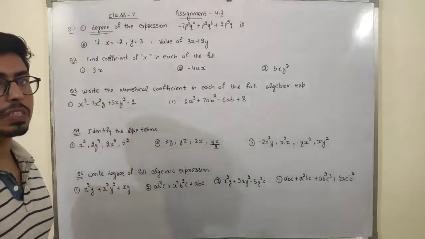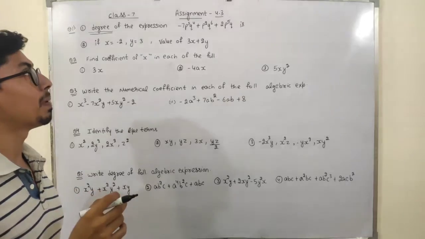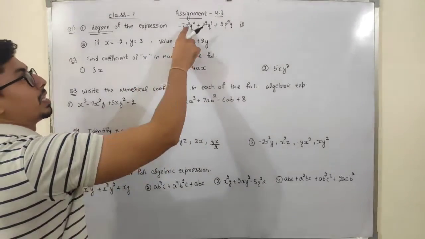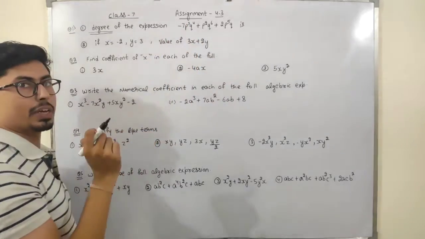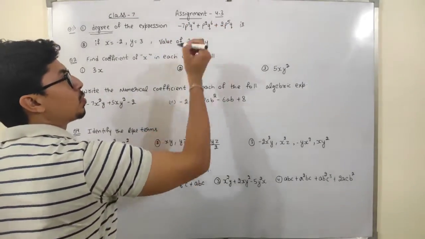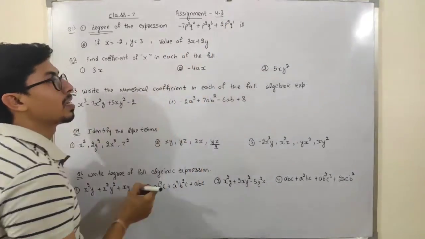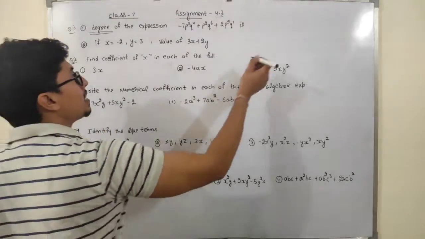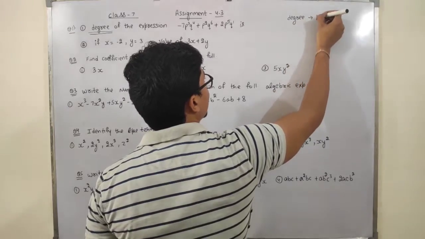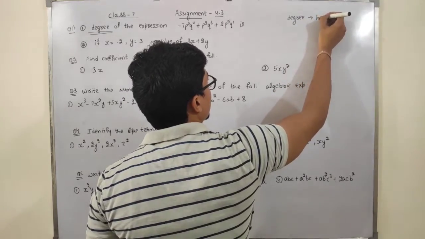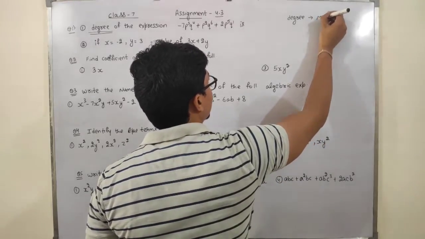Students, what does the degree mean? Degree means the addition of the highest powers. See, the highest power. If I add the power of these two terms, 4 plus 3 is 7, okay. 6 plus 2 is 8. 5 plus 1 is 6. So the highest power, degree means highest, maximum power, I can say.